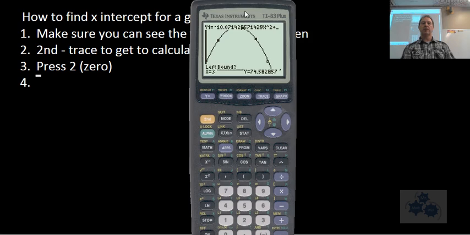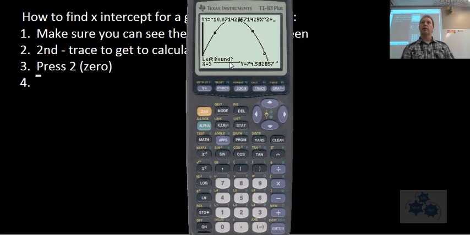And then you get this screen right here. Okay? Now, when you get to this screen, left bound, okay? What the calculator is asking you for is, what is the left boundary? So the graph is going to come and intersect.